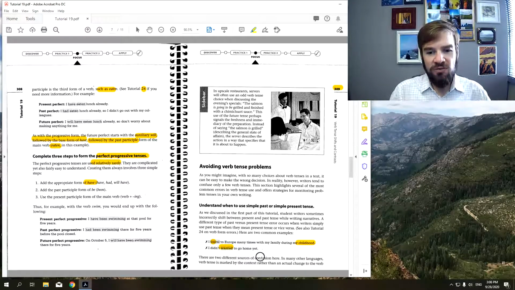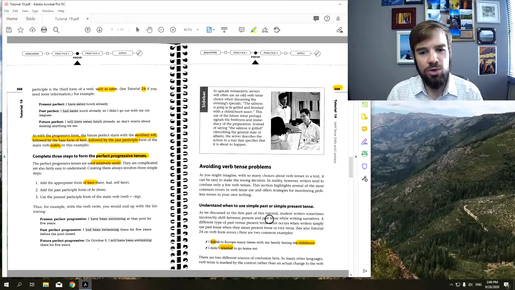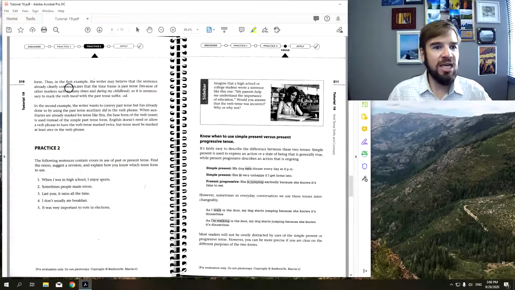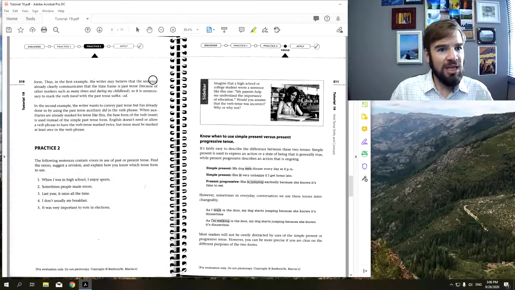Now, there are two different sources of confusion here. In many other languages, verb tense is marked by the context rather than an actual change to the verb. Thus, in the first example, the writer may believe that the sentence already clearly communicates that the time frame is the past because of other markers such as many times and during my childhood, so it's unnecessary to mark the verb travel with the past tense suffix -ed.